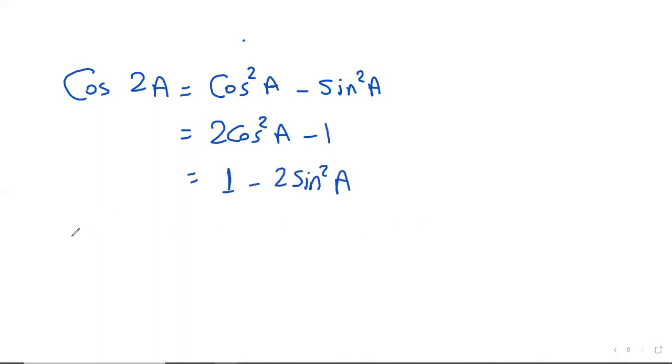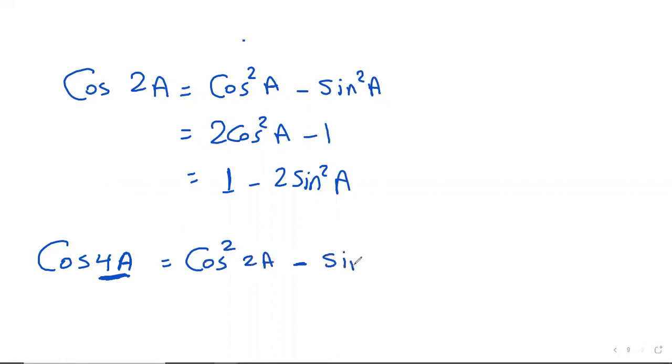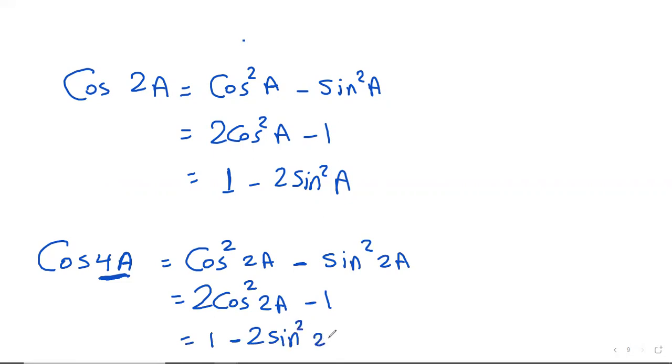Okay. If I asked you about cosine 4A, just take the half of the angle. The half of the angle of 4A is 2A, so it's cosine squared 2A minus sine squared 2A. Or we can write it as 2 cosine squared 2A minus 1, or 1 minus 2 sine squared 2A.